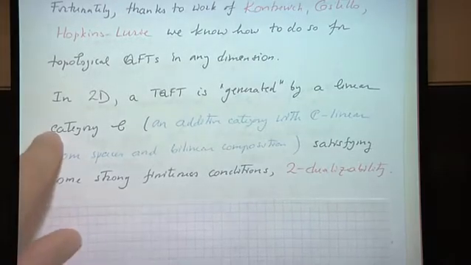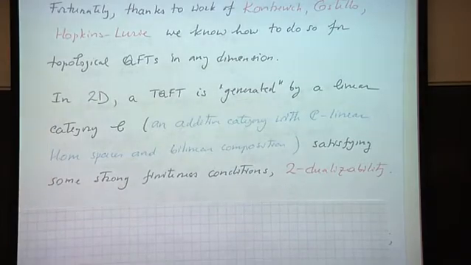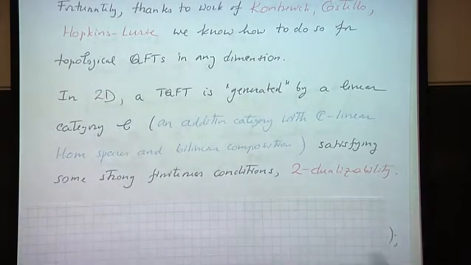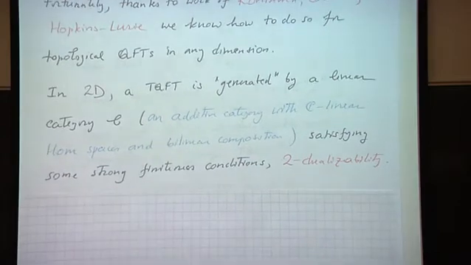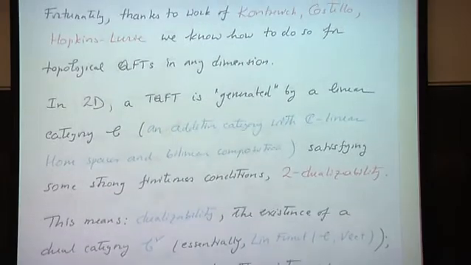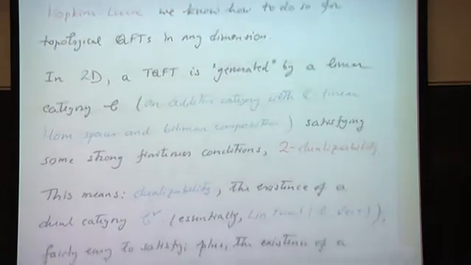I don't mean to say, just to make it clear, that there's this action of C on objects in the category. So the category of vector spaces would be a perfectly fine category. And this category must satisfy some strong finiteness condition. Lurie calls this 2-dualizability. And we can spell them out reasonably easily in 2 dimensions.